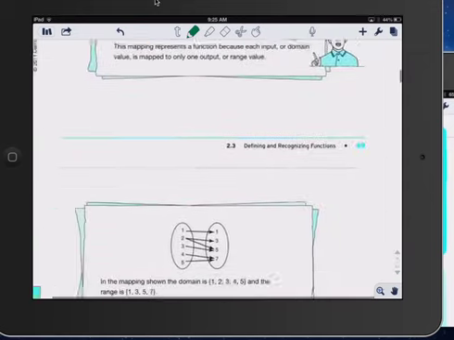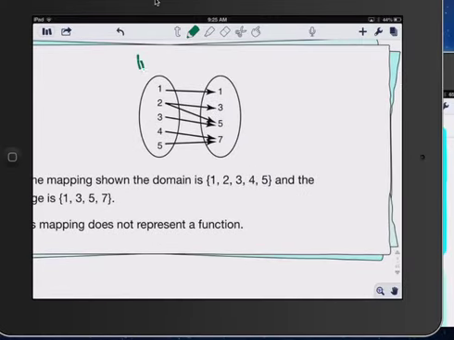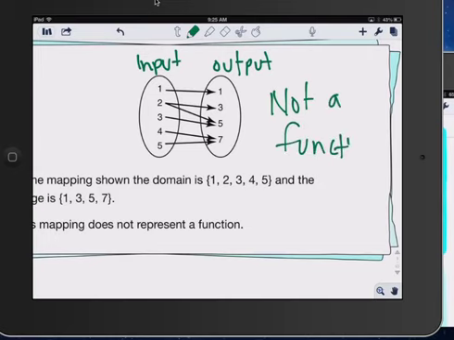Look at the next one, right here. Here's the input. Here's the output. Is this a function? No. Not a function. Why? Isaiah, why is it not a function?